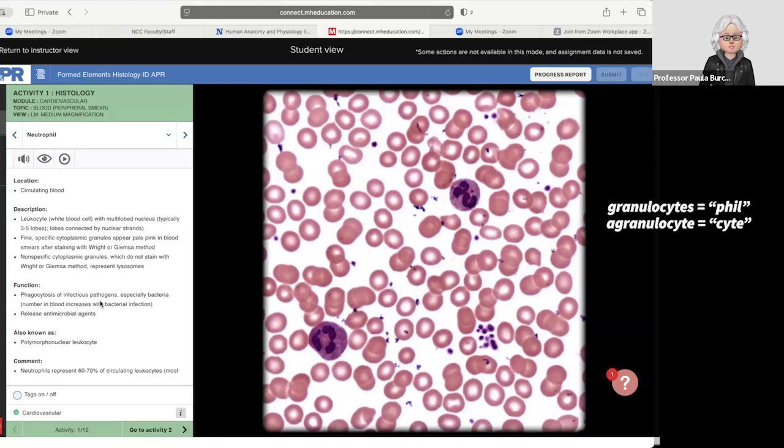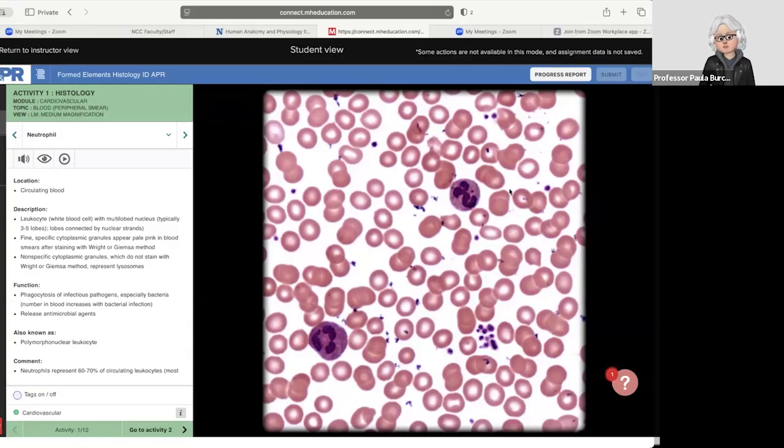A good rule of thumb is that if the leukocyte ends in PHIL, so you can see neutrophil, it will be a granulocyte. If it ends in CYTE, it will be an agranulocyte. So if you just remember that rule, phils are granulocytes, cytes are agranulocytes. So this is going to be my neutrophil, and you just need to know what their functions are.